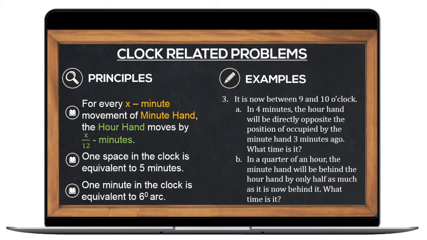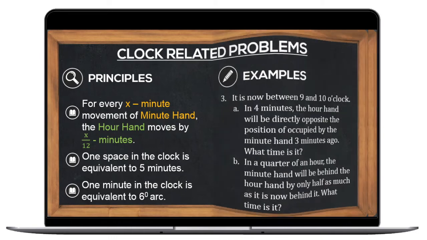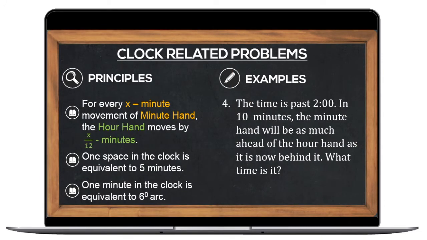Okay? So, let's proceed with problem number 4. The time is past 2 o'clock. In 10 minutes, the minute hand of the clock will be as much ahead of the hour hand as it is now behind it. What time is it? So, we'll be dissecting this problem again.